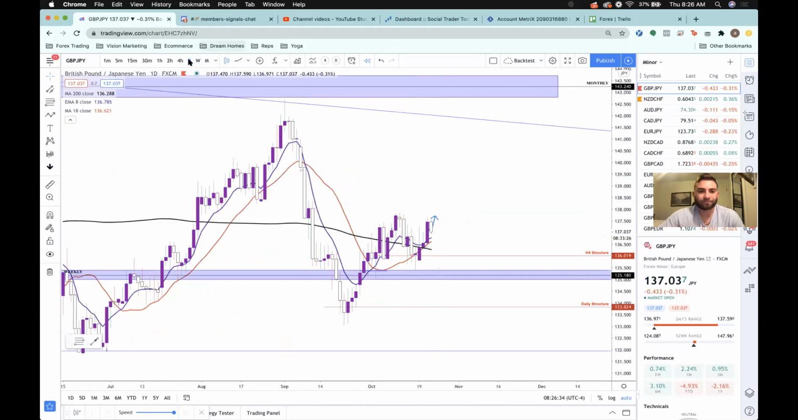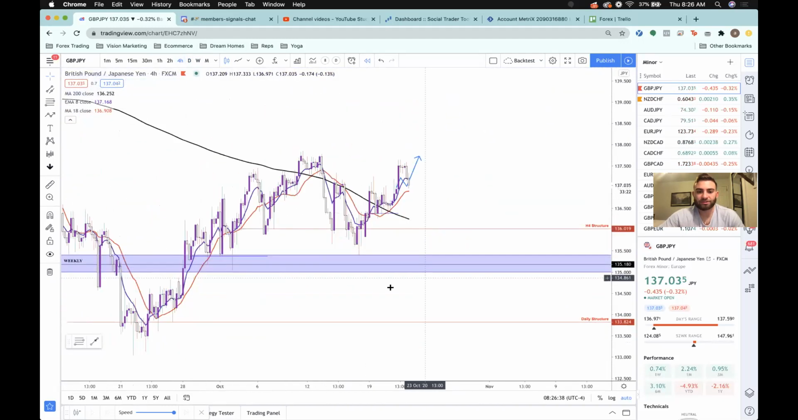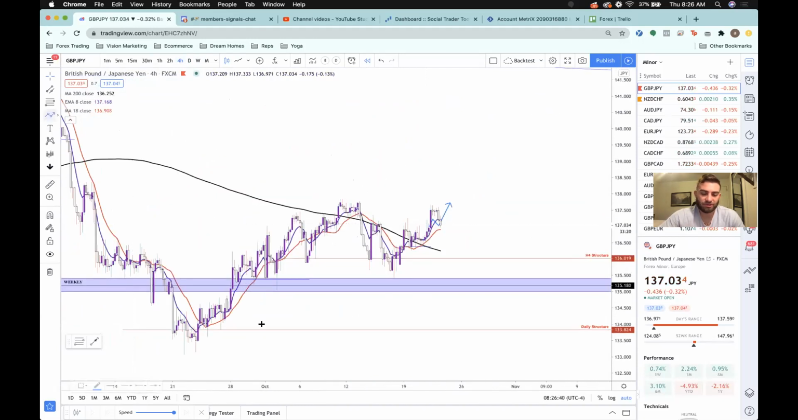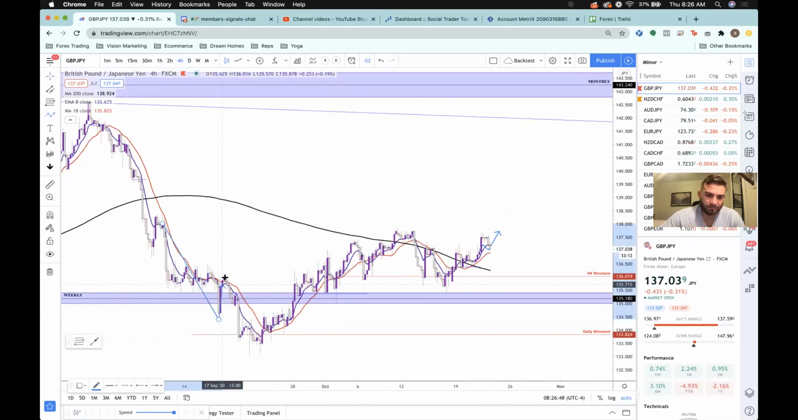So let's go down to the 4 hour. Look at the chop here. So 4 hour time frame. Let's try to clear this up a little bit more. Let's start all the way to the left here.